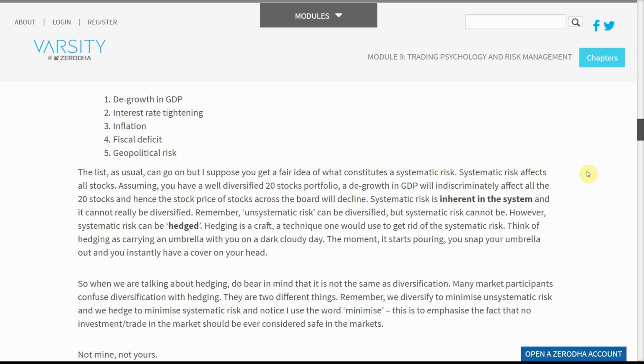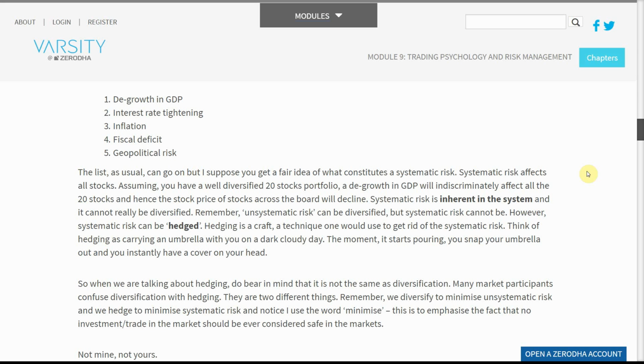However, systematic risk can be hedged. Hedging is a craft, a technique one would use to get rid of the systematic risk. Think of hedging as carrying an umbrella with you on a dark, cloudy day. The moment it starts pouring, you snap your umbrella out and you instantly have a cover on your head. So when we are talking about hedging, do bear in mind that it is not the same as diversification. Many market participants confuse diversification with hedging. They are two different things.